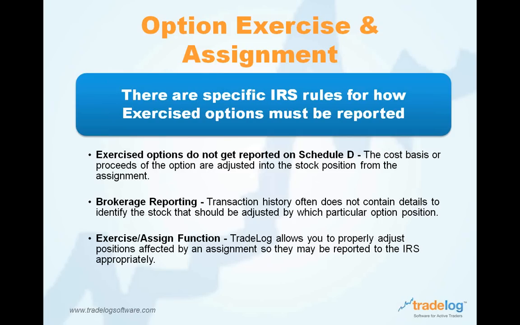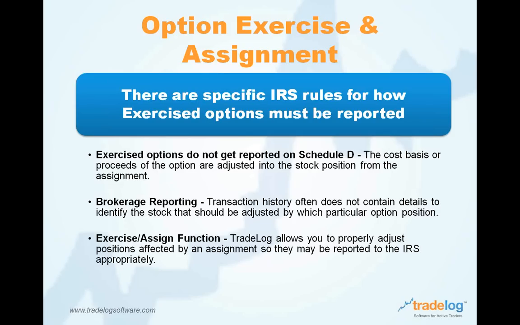Okay, so when there is an exercise and assignment, the cost basis or proceeds from that option are being moved into that stock position. So the gain or loss from the option is not reported on the option itself, but now on the stock position where that cost basis has been moved to. Now, the transaction history that we see coming from brokers oftentimes does not contain enough details to identify specifically which stock should be matching with which option and the quantity, how many contracts corresponding with how many shares, which specific lot should be matching. Okay, so a lot of times the broker does not have enough information for us to be able to identify that.